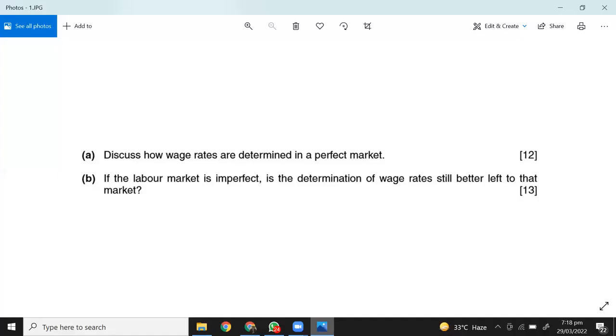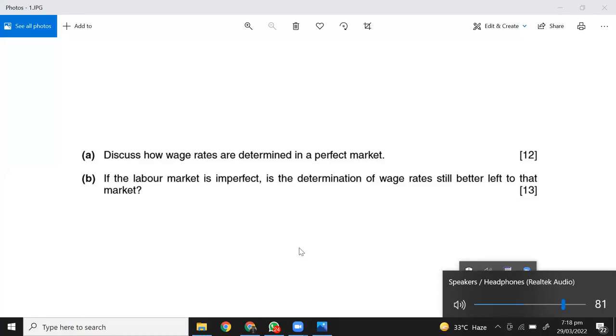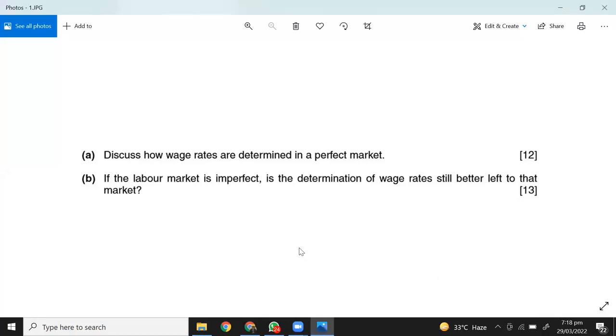And imperfect, right? So the labor market is divided into two categories: perfect and imperfect labor markets. Now, what's the difference? A perfect labor market has four characteristics. Let me repeat those, right?